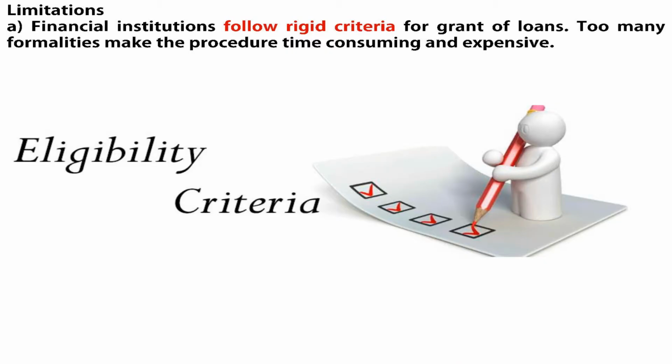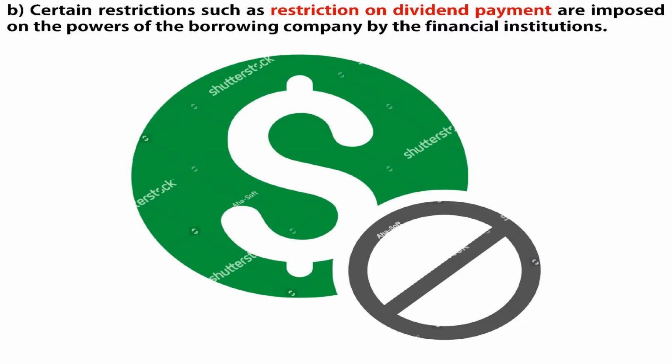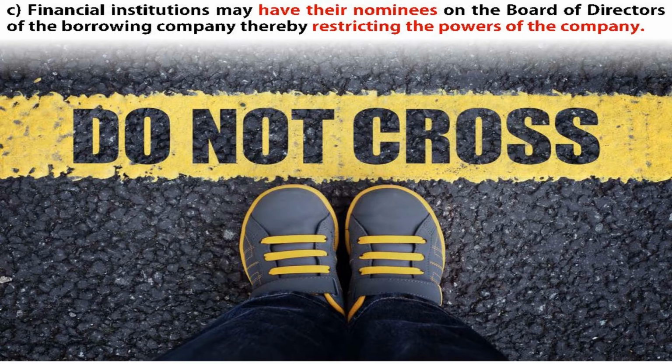Limitation. Financial institutions follow rigid criteria for grant of loans. Too many formalities make the procedure time-consuming and expensive. Certain restrictions, such as restriction on dividend payment, are imposed on the power of the borrowing company by the financial institutions. Financial institutions may have their nominee on the board of directors of a borrowing company, thereby restricting the power of a company.